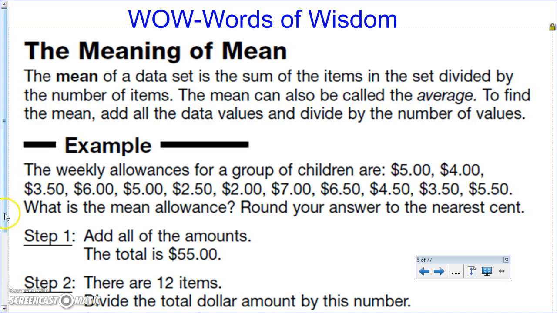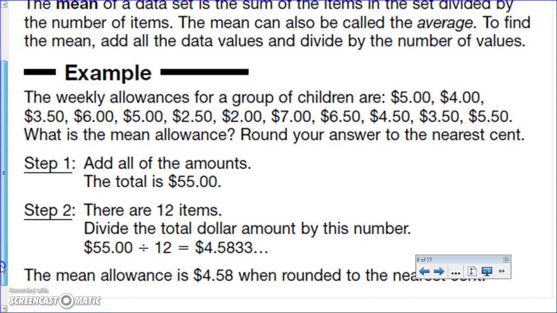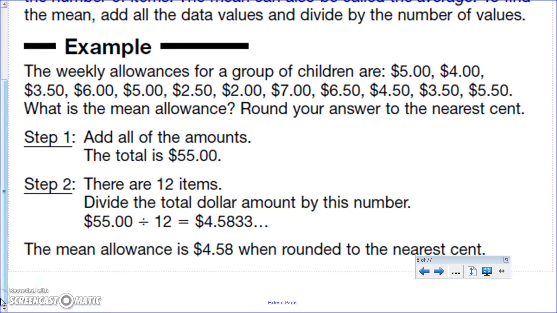Step 1, we add all of the amounts, so the total adds up to $55. Step 2, there are 12 items. Divide the total dollar amount by this number. 55 divided by 12 equals $4.5833, and so on. The mean allowance is $4.58 when rounded to the nearest cent.